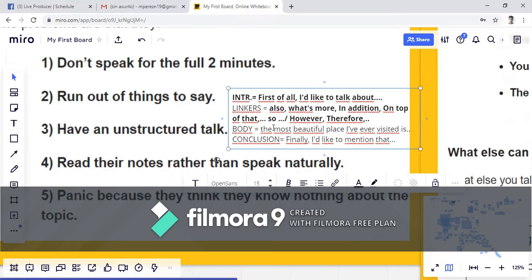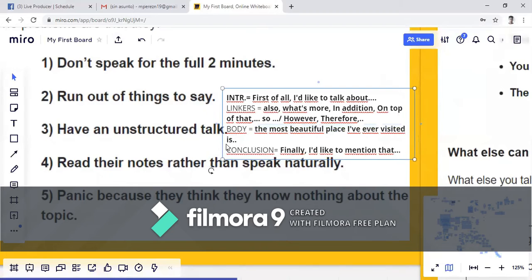In the body, you can use, for example, the most beautiful place. You can say, well, this was the most beautiful place I've ever visited, because... and finally, I'd like to mention another important aspect. So using these phrases will give your talk a very organized style, and that is required for this kind of exam.